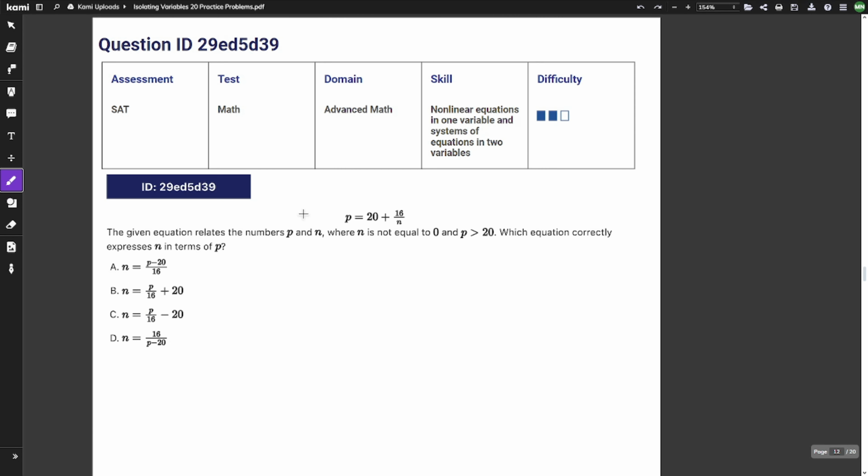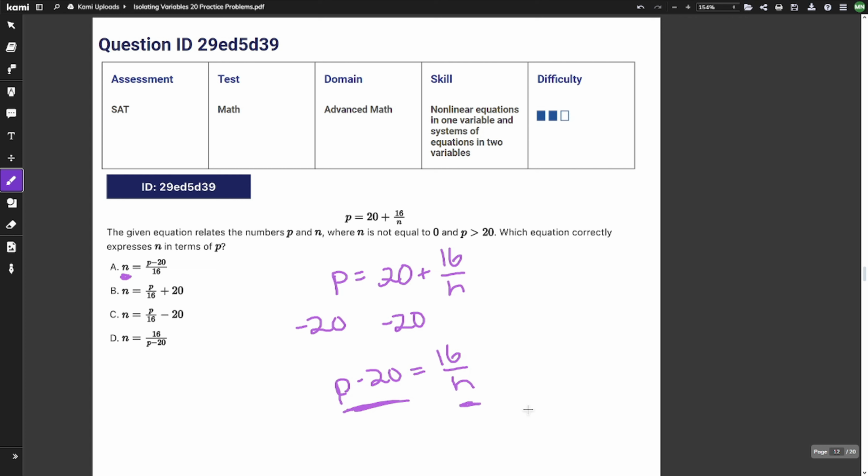Question number 12. We have this equation, and we want to get n by itself. So p is equal to 20 plus 16 over n. First thing I'm going to do is subtract 20 from both sides. And we get that p minus 20 is equal to 16 over n. And if you remember, we can interchange these two values. So we get that n is equal to 16 over p minus 20, or D.